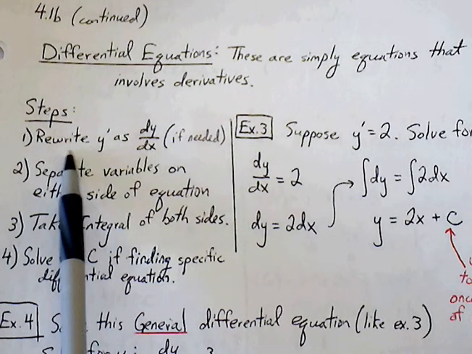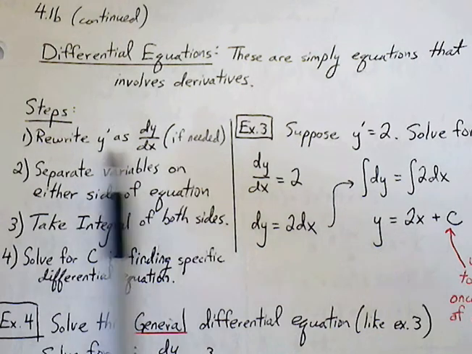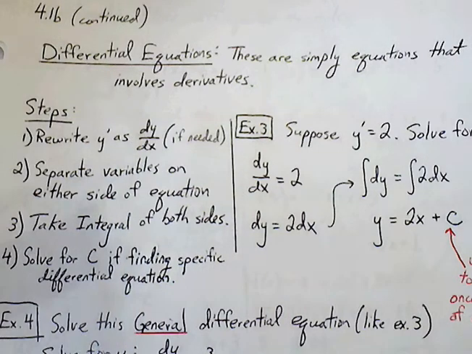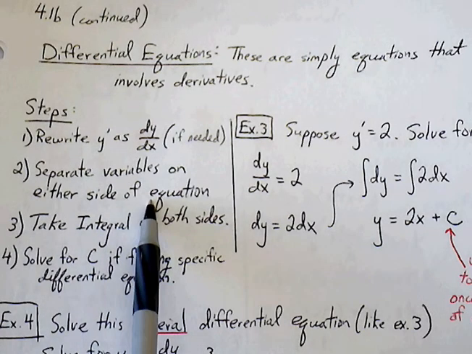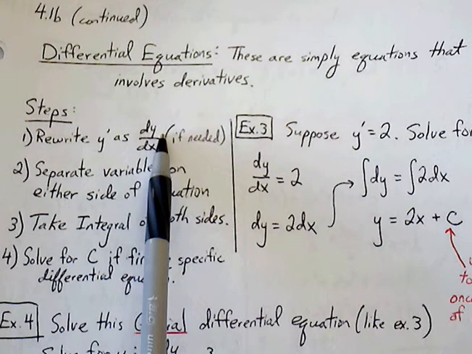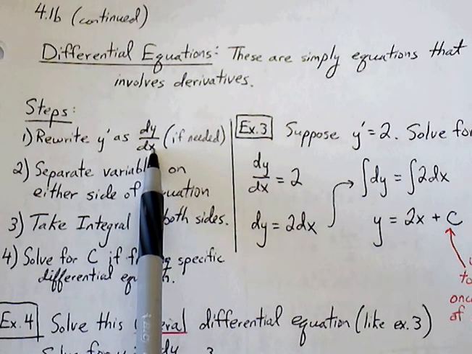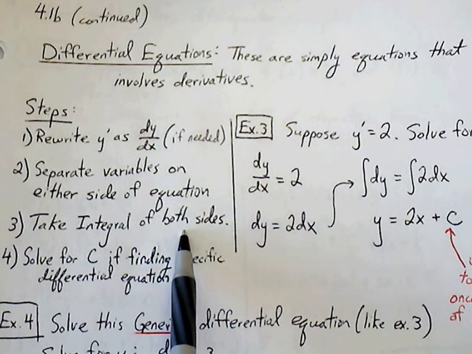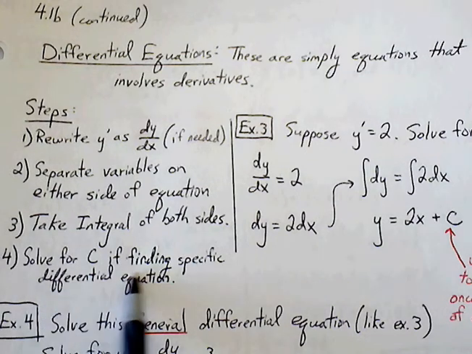So first step is rewrite y prime as dy dx if needed. The reason why you want to rewrite y prime as dy dx is that it helps us see the different portions once we have to split them up into groupings. So number 2, we want to separate variables on either side of the equation. So we want the y's and dy's together. We want the x's and dx's together. Third step, we take the integral of both sides using the appropriate rules that are available to us. And then we may need to solve for c if the problem asks you to find specific differential equations.